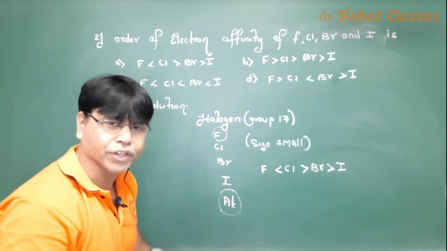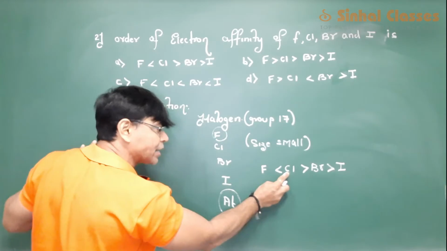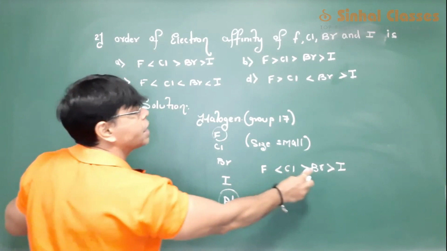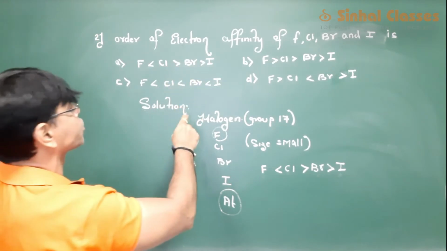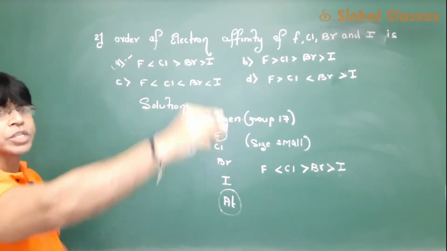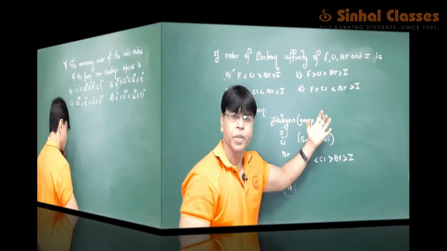So the answer for this question will be chlorine will have higher electron affinity than fluorine as well as bromine and iodine. So your option among this will be A, which is the correct answer for question number 2.